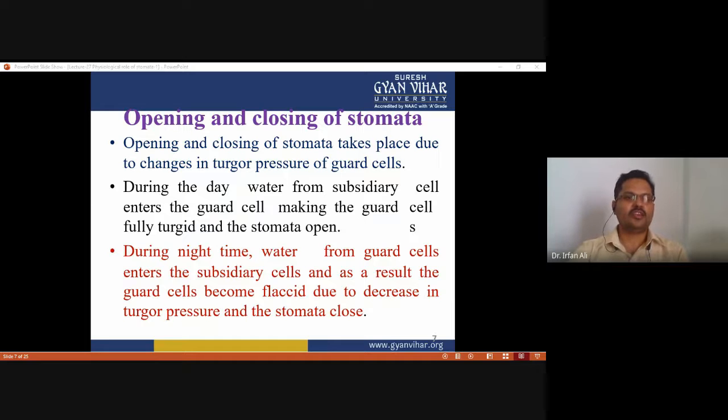Now, during the daytime, water from the subsidiary cells, which are the cells present around the guard cells, enters the guard cells. This makes the guard cells turgid, and in the turgid condition the guard cells help to open the stomata.